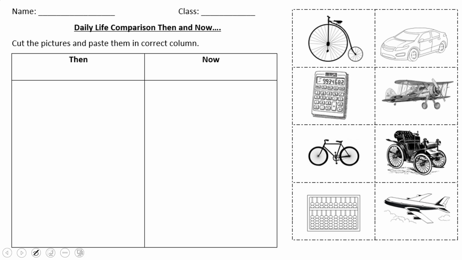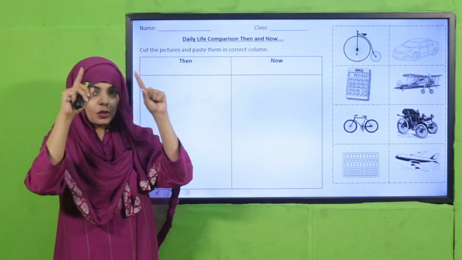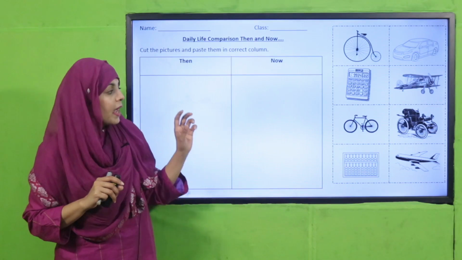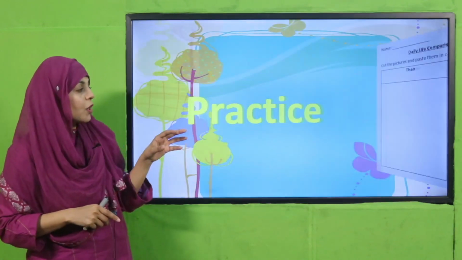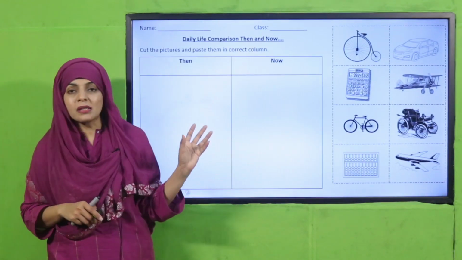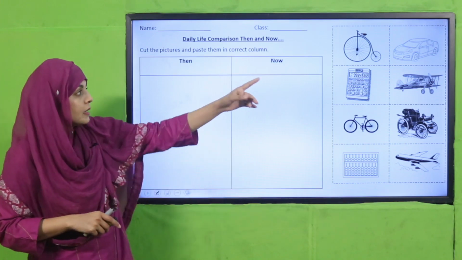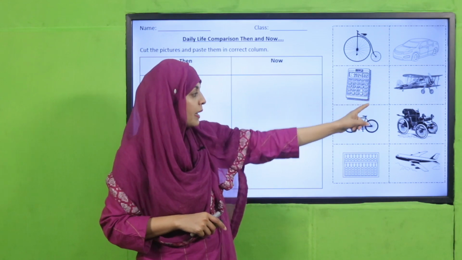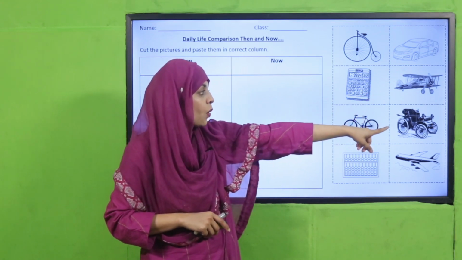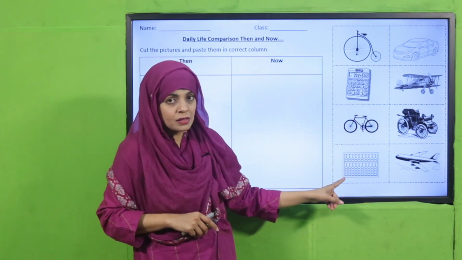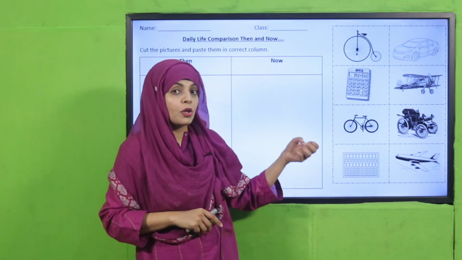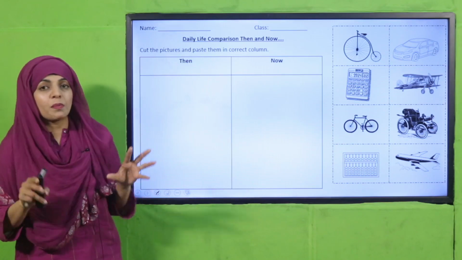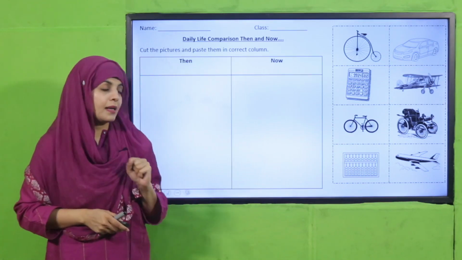So you have to cut them. First cut all the pictures into separate boxes. You can see that a proper stencil has been given to you for cutting, and then paste them in the proper column. Which picture belongs to past and which belongs to present. This is an older bicycle, that is a car. This is a calculator, that is an older plane. This is a modern cycle, that is an old car. This is an abacus, which was used as a calculator in older times, and that is a modern plane. So you have to arrange them in the past and present columns and paste them.